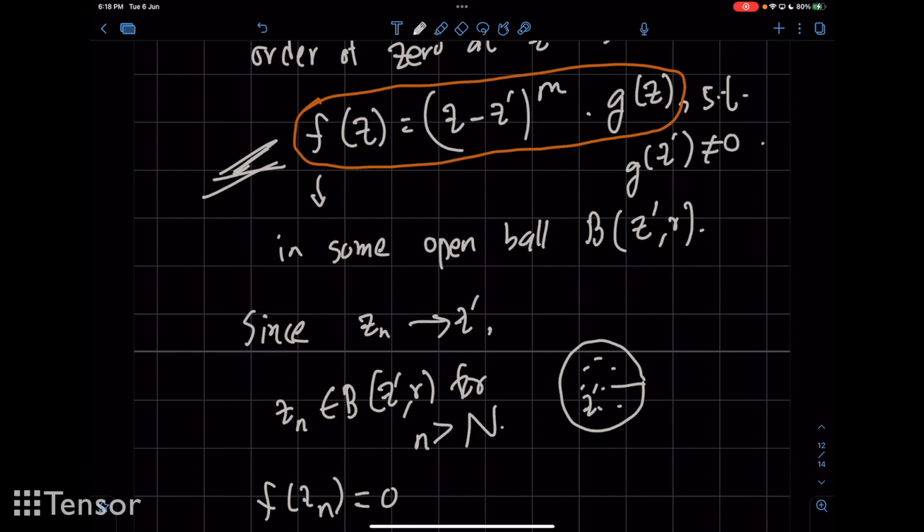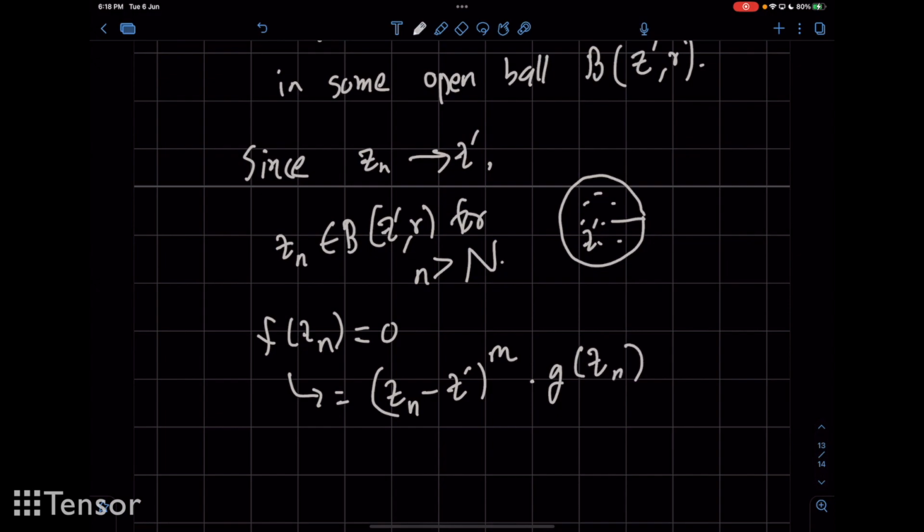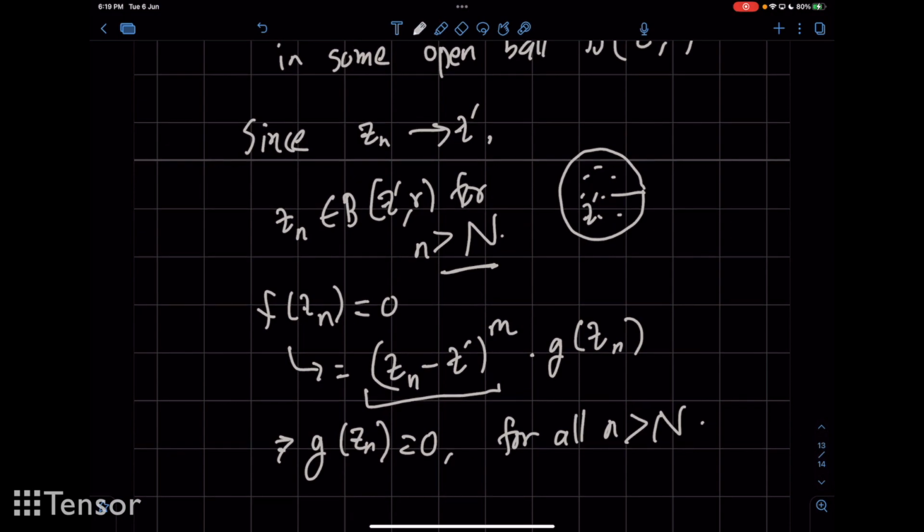And we know that f of Zn is 0, and f of Zn is equal to, by the above equality, (Zn minus Z prime) to the power m times g of Zn. Now, Zn minus Z prime is non-zero, but the product is 0. That means g of Zn equals 0 for all n bigger than this N. Now, from this, what conclusion can we draw?